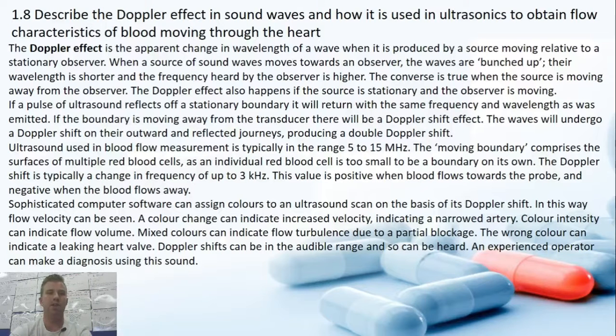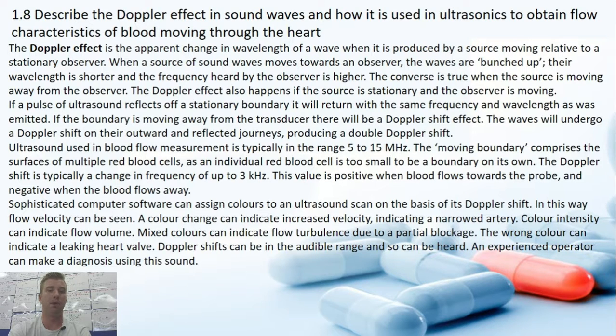The Doppler shift is typically a change of frequency up to 3 kilohertz. This value is positive when blood flows towards the probe and negative when the blood flows away. The next paragraph goes on to talk about colors, and if you type in Doppler shift with the heart, you will see that you get red and blue colors, indicating the direction of blood flow.